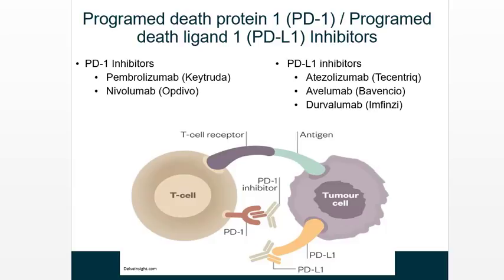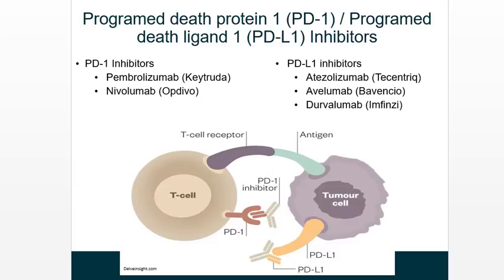Next we have the programmed death protein 1, or PD-1, and programmed death ligand 1, or PDL1, inhibitors. For the PD-1 inhibitors we have pembrolizumab or Keytruda and nivolumab or Opdivo, and for the PDL1 inhibitors we have atezolizumab or Tecentriq, avelumab or Bavencio, and durvalumab or Imfinzi.